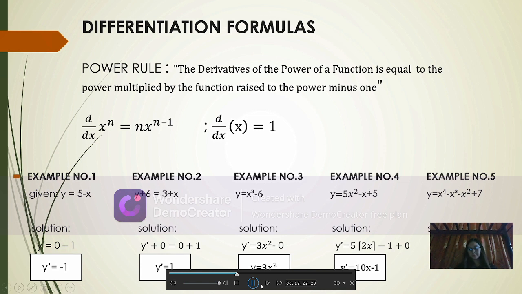Example number 5. y is equal to x to the 4th power minus x to the cubed power minus x squared plus 7. So, solution natin is y prime equals 4x cubed minus 3x squared minus 2x.